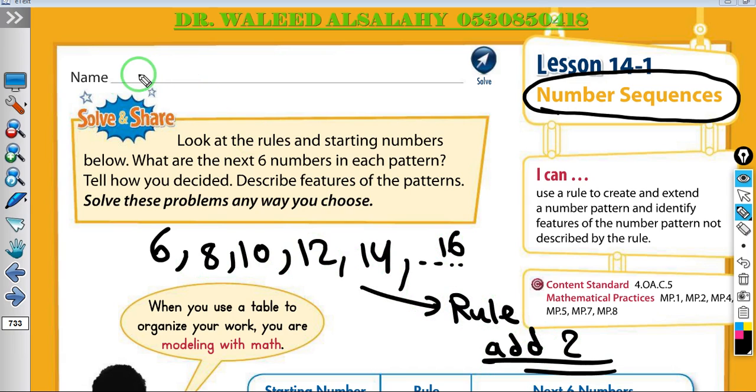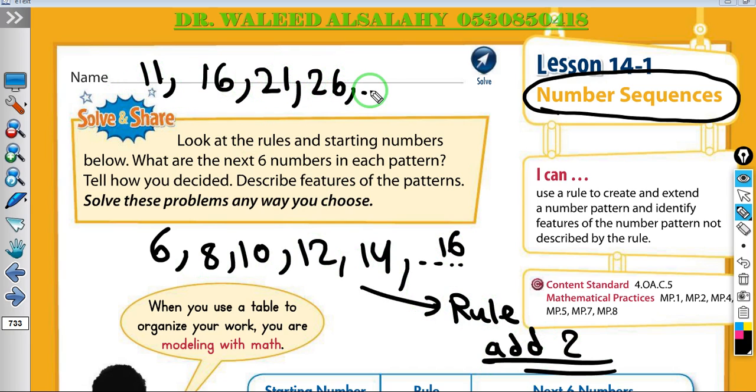Sometimes I can start with any number like 11 and I say add 5. How do I add 5? 11 plus 5 is 16. 16 plus 5 is 21. 21 plus 5 is 26, and so on. If he asks me about the next number, I will add 5 also, it will be 31. So what is the rule here? The rule is adding 5.